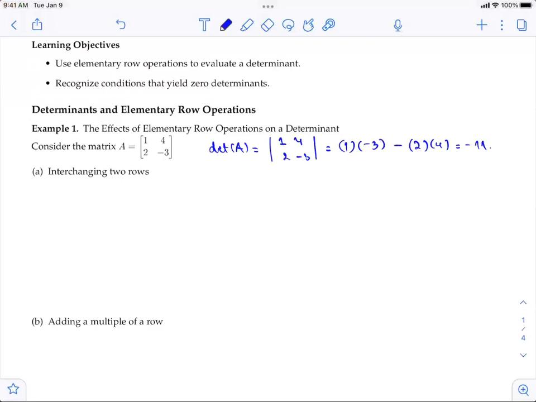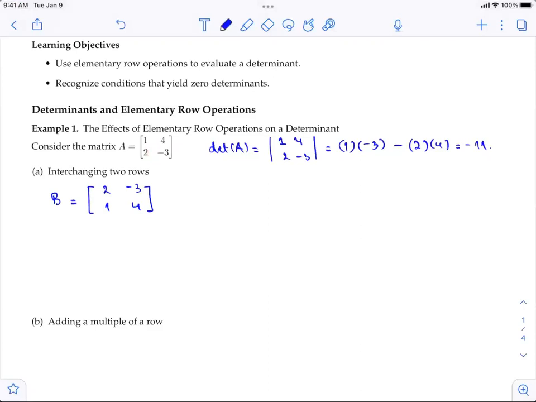Now, given this matrix A, if you interchange two rows of A, you obtain a new matrix, right? So let's say B is obtained from A by interchanging two rows. So 2, -3, 1, 4. So you obtain a new matrix.